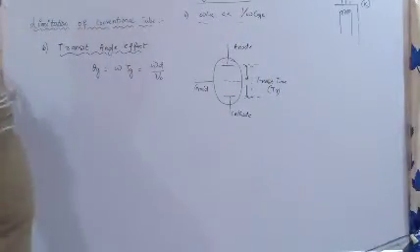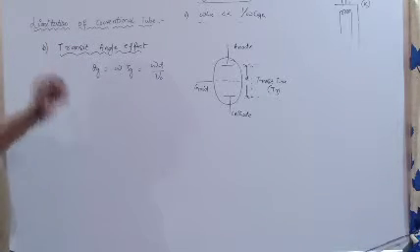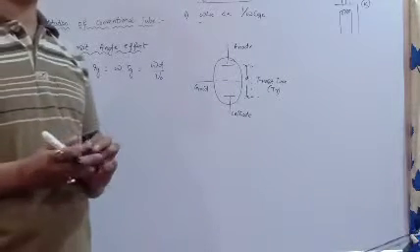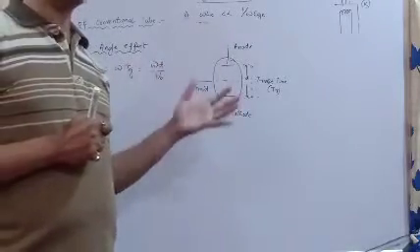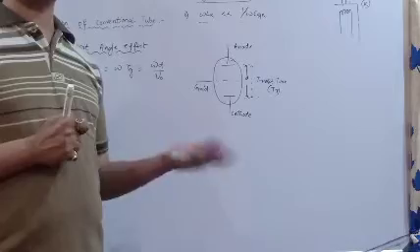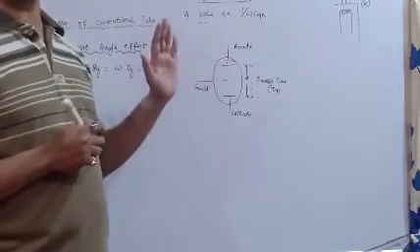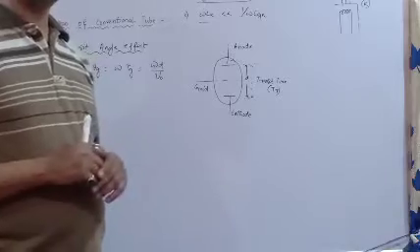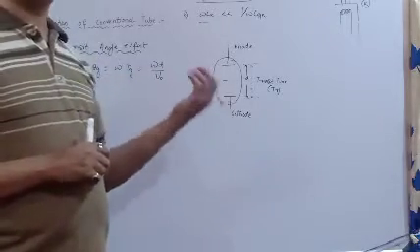Okay. So here, the next one is the transit angle effect. Since it is a conventional tube, conventional tubes basically operate at less than 1 gigahertz. If you increase the frequency to greater than 1 gigahertz, the efficiency of this conventional tube is going to be very less. Due to what? The transit angle effect also deteriorates.